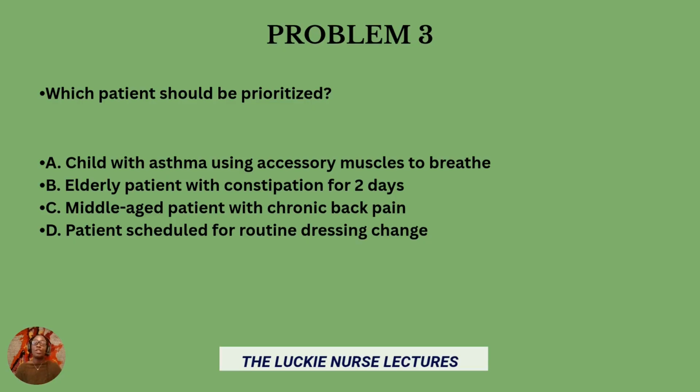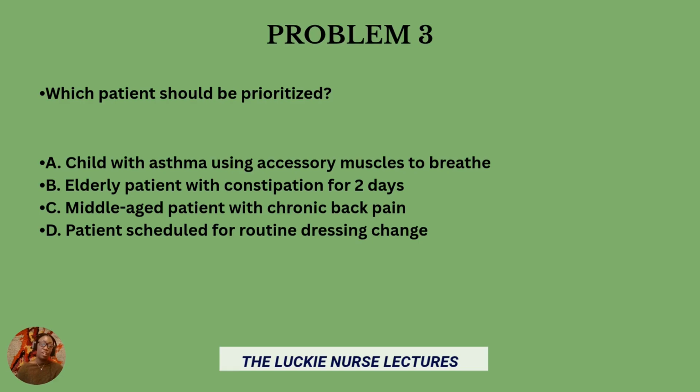Now, for this problem, we're going to go through the ABCs of nursing. Looking at all four of these options, A, airway, none of these patients are dealing with an issue that is obstructing their airway. B, for breathing, the only option of these four that is dealing with an issue that has to do with breathing is option A, the child with asthma using accessory muscles to breathe.